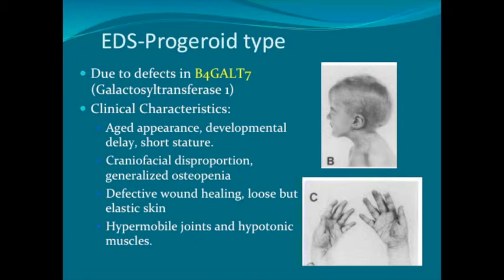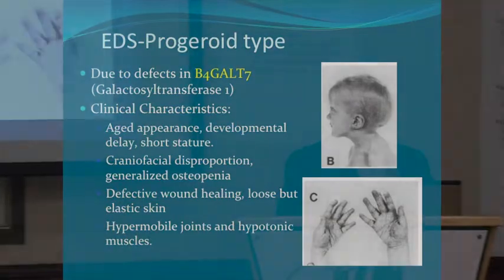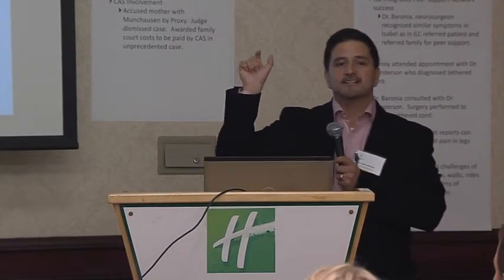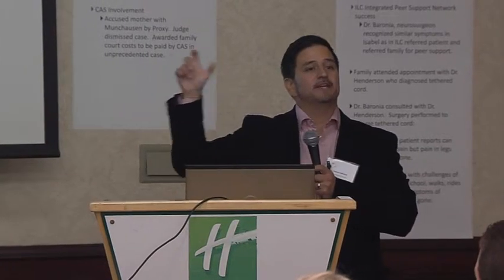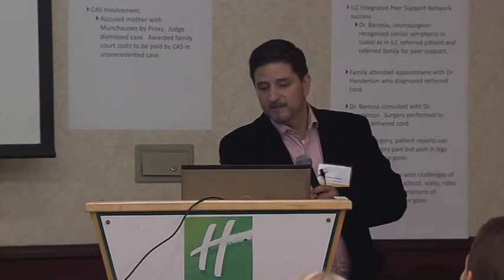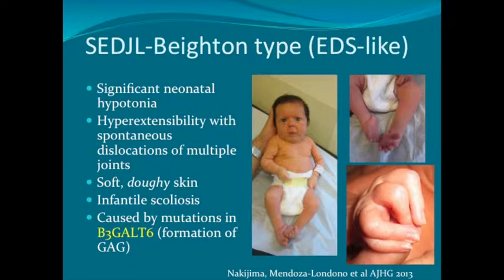And you see the patient in the old article picture, but he has a little bit of the facial features that you would appreciate in the vascular type. And then in the hands, there's increased number of creases, and there's the tapering fingers and a little bit of hypermobility. And that one is due to one of the enzymes that is critical for making these glycosaminoglycans that I talked to you about. Then we and others described this in 2013, the EDS-like SEDL Battaglia type.